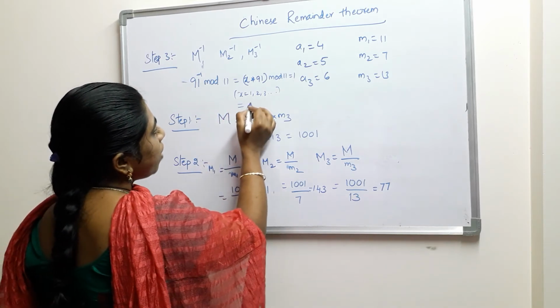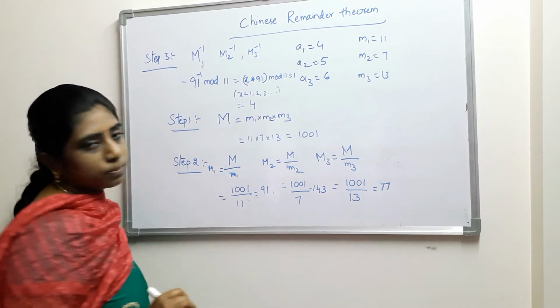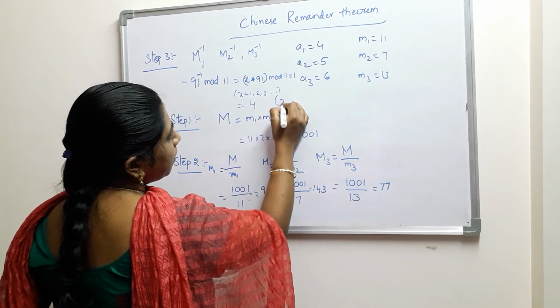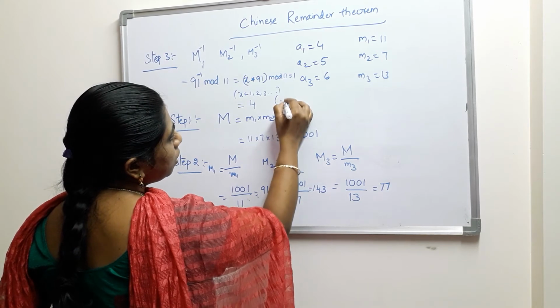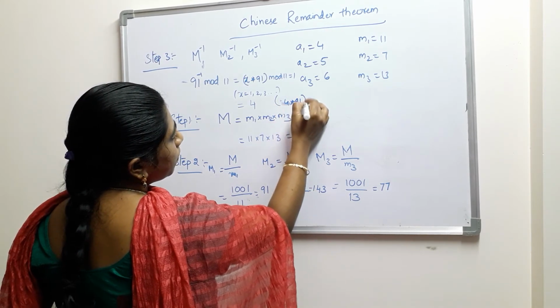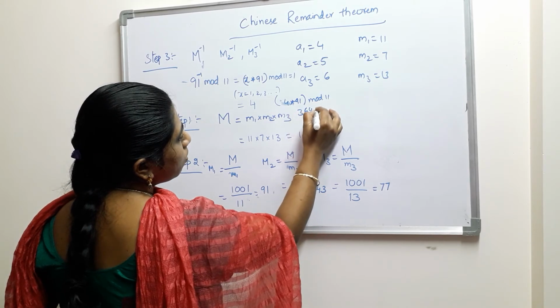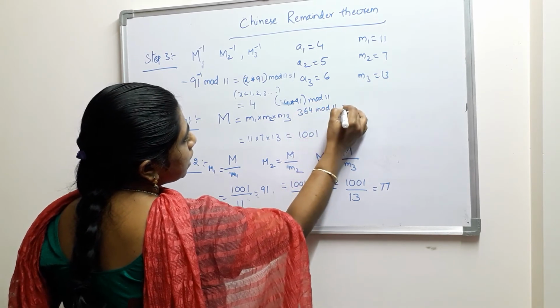Here the x value is equal to 4. The x value is equal to 4 because when you multiply 4 into 91 mod 11, which gives 364 mod 11, that is equal to 1.